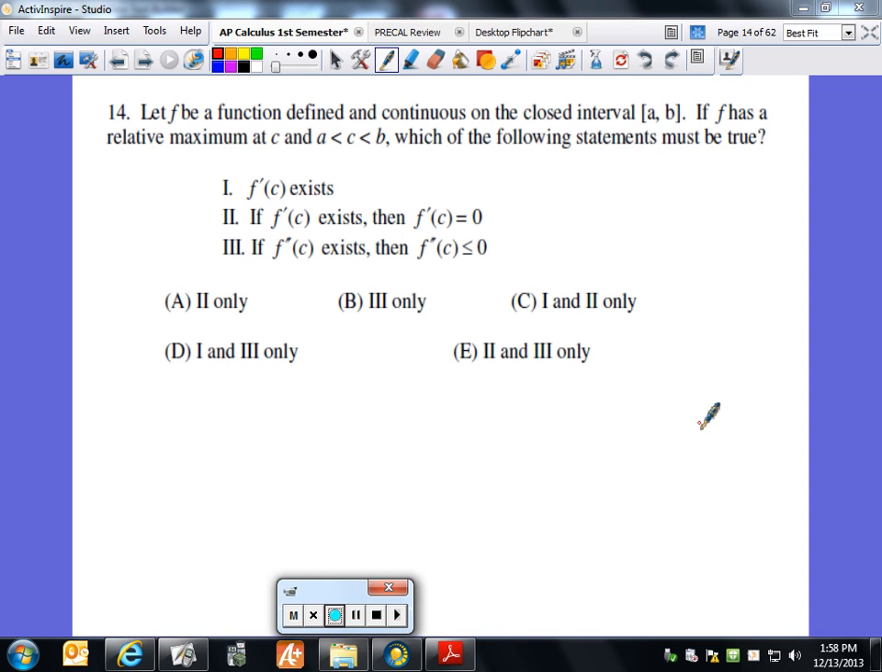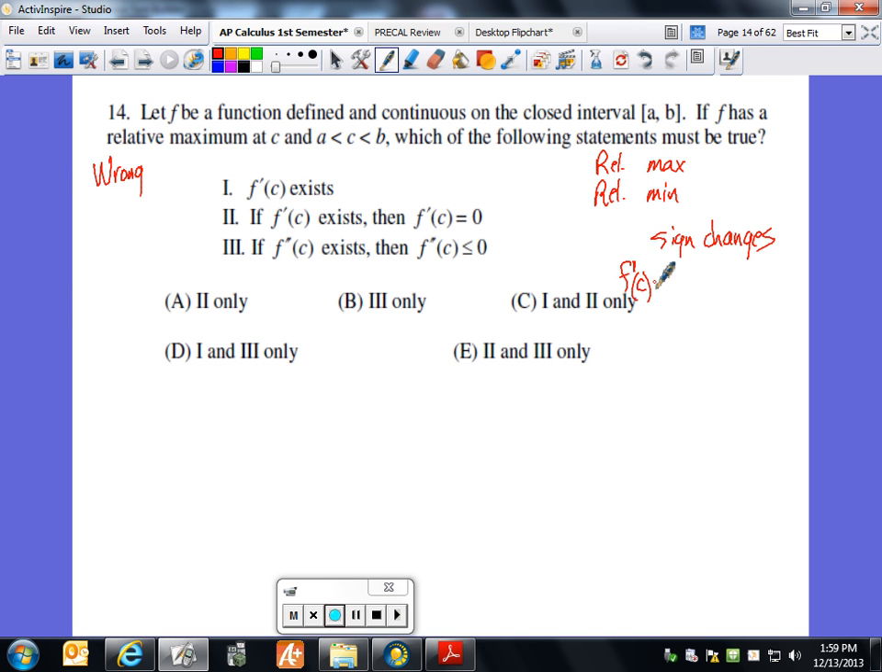Alright, so this is the infamous problem that I was telling you of, why I taught you the quote-unquote wrong way, if you will, as far as how to identify a relative max or a relative min. I said a relative max or min occurs when there are sign changes on the first derivative and that the derivative at that specific C was equal to 0. This derivative does not have to equal 0 to be a relative max or min.